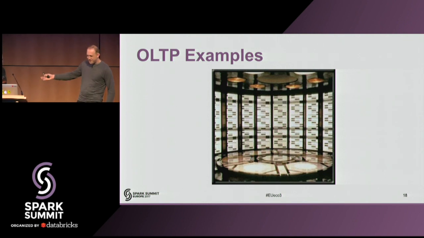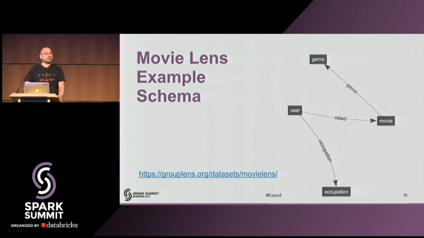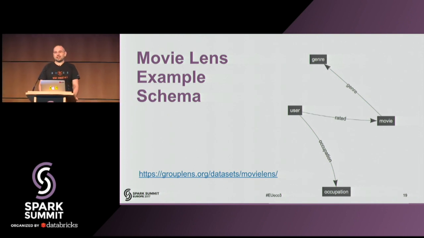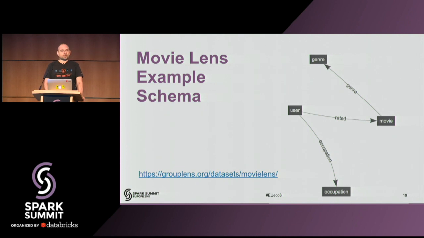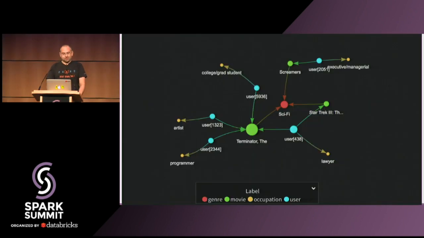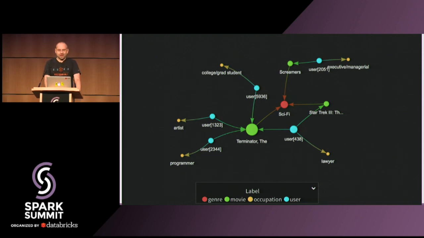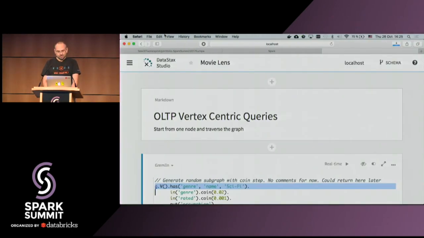And now we are in another universe where I will show a MovieLens example, the MovieLens dataset, that shows users that rate movies. The user has an occupation and the movie has a genre. Here is a sample of that graph. We have a Terminator movie here that is sci-fi, Star Trek, that's a sci-fi, and Screamers, also sci-fi, and users that rate them. The users have occupations like student, artist, programmer, and so on. So let me switch to the studio.